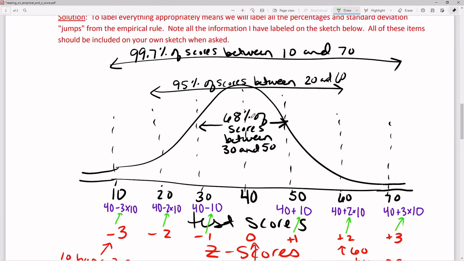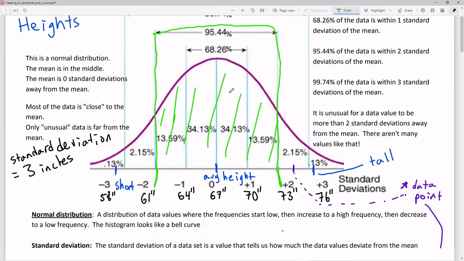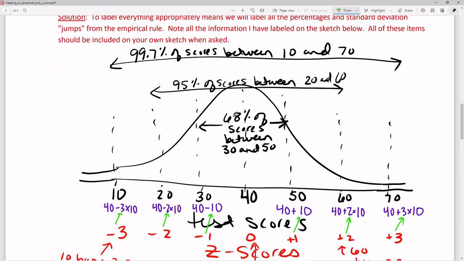And then you can mark things to ground yourself. Remember, and this again just uses this picture, which we'll use every single time, 68% of the students score between 1 below, 1 up, 30 and 50. 95% of the students score between 20 and 60. 2, 2. 99.7% of students score between 10 and 70. 3 left, 3 right.